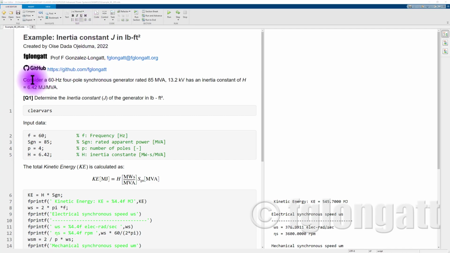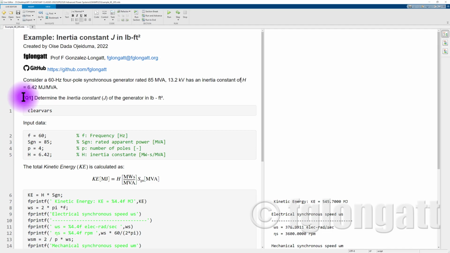Let us consider a 60 Hz 4-pole synchronous generator, and the rated apparent power is 85 MVA, with a stator rated voltage of 13.2 kV. And remember, this is line-to-line RMS voltage, and this machine has a rotational inertia constant H of 6.42 megajoules per MVA. You must remember megajoule per MVA is equivalent to megawatt second per MVA.